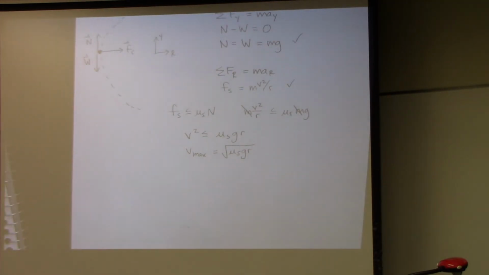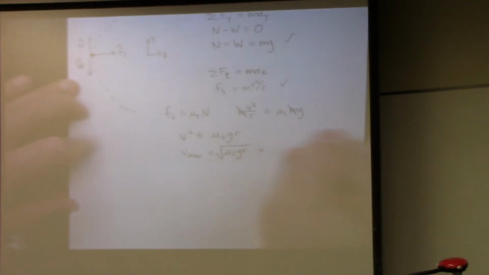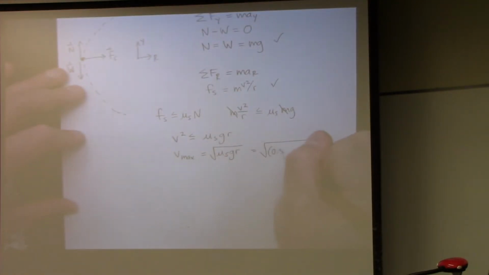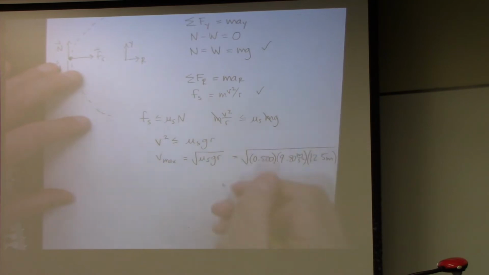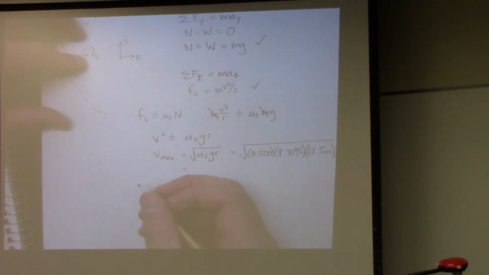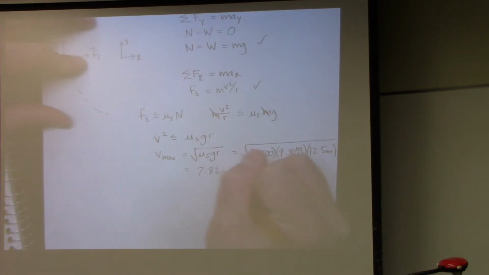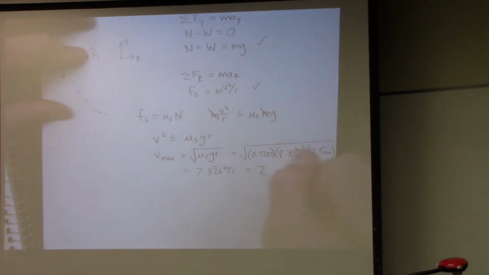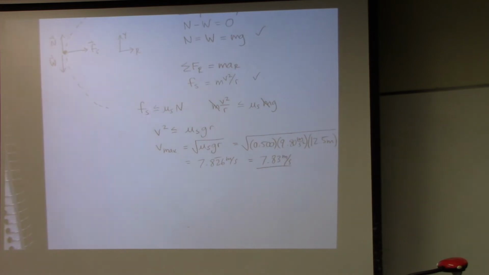We can actually put a number to this, because we know that μs is exactly 0.5, g is 9.8, and the radius is the same as before, 12.5 meters. So for Vmax, what we get is 7.826 meters per second, and that's going to round off to 7.83 meters per second. That would be the maximum speed you can be going on this ride, such that you don't start sliding around in your seat.